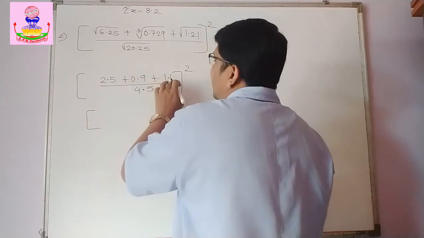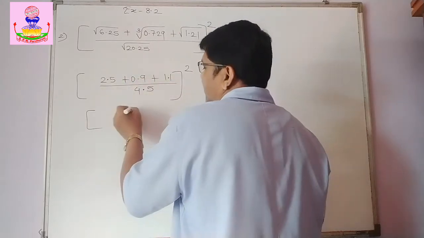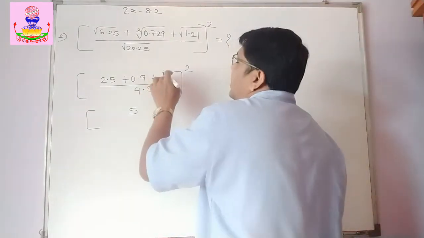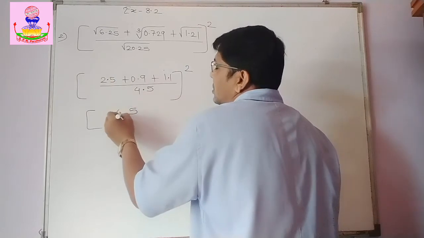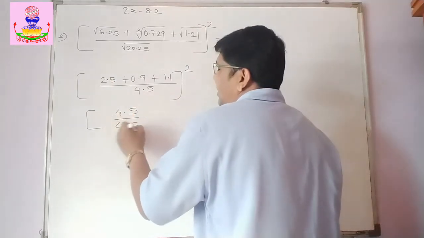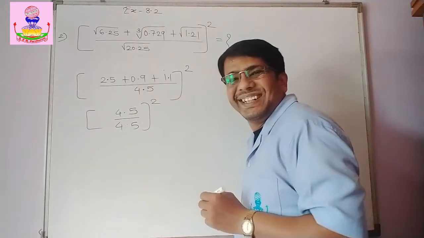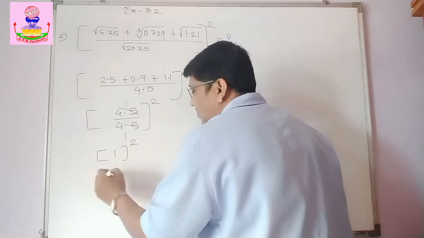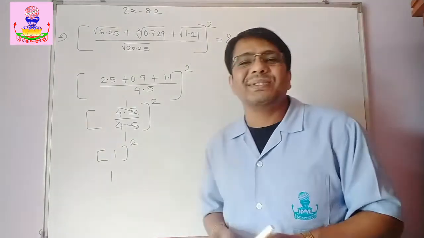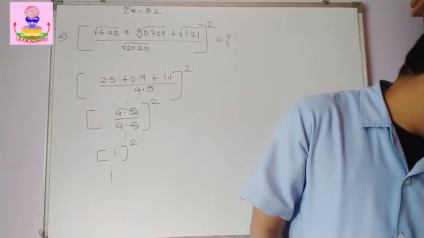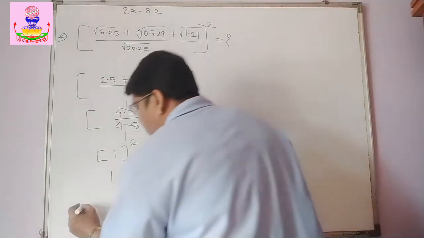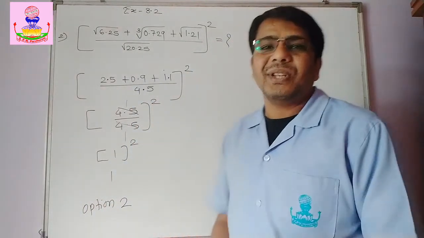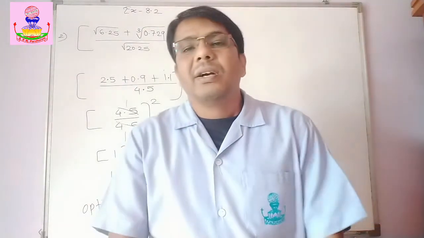Now add them. Simple. So 9 plus 1, 10. 10 plus 5, 15. 1 carry on. 1 plus 1, 2. 2 plus 2, 4. Upon 4.5, whole square. Now 4.5 ones are 4.5. So 1 square, and 1 square is, of course, 1. So the answer is option number 2. Option 2 is the right answer.